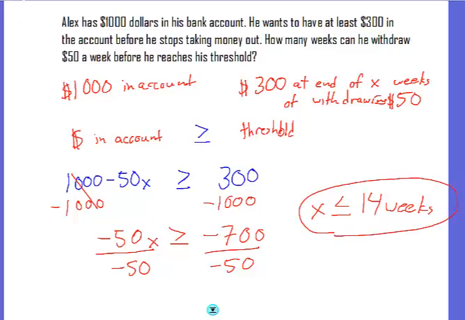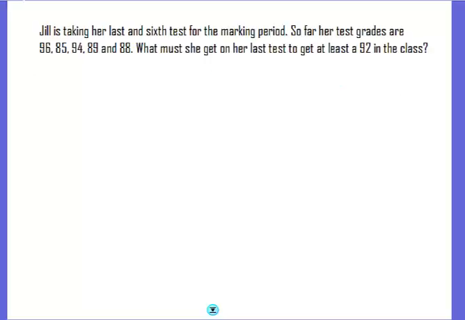This next problem is probably my favorite type of inequality problem, just because it directly pertains to you guys in school. So it says here that Jill's taking her last, her 6th test for the marking period. So far, her test grades are 96, 85, 94, 89, and 88. What must she get on her last test to get at least a 92 in the class?